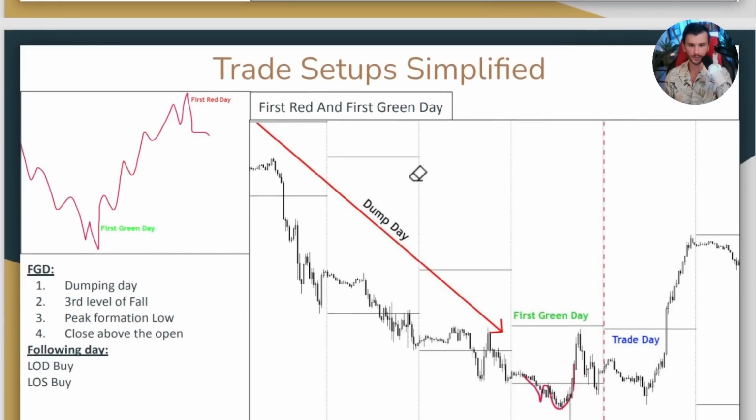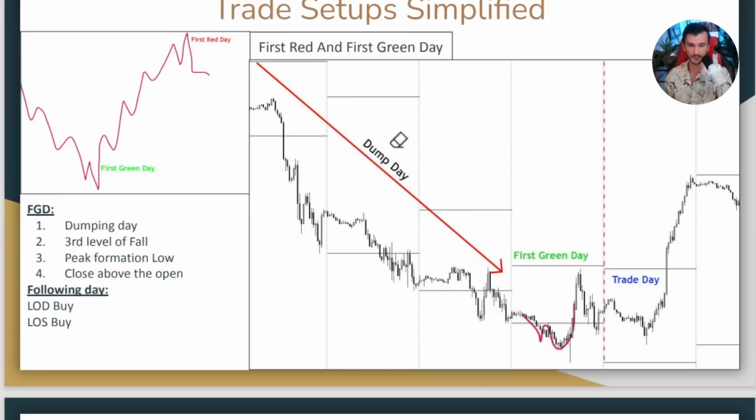So a good first green day is going to be pretty much the exact opposite. So now we have multiple days of dump, or just one singular very large dumping day. And then we have a day that has traded down through previous day's low, put in that peak formation low. There's that extended W at the low of the current week, and even gave that nice higher high, which you can kind of see over here.